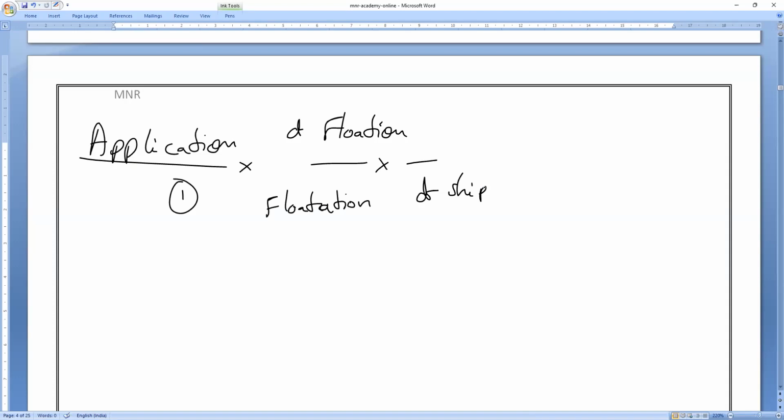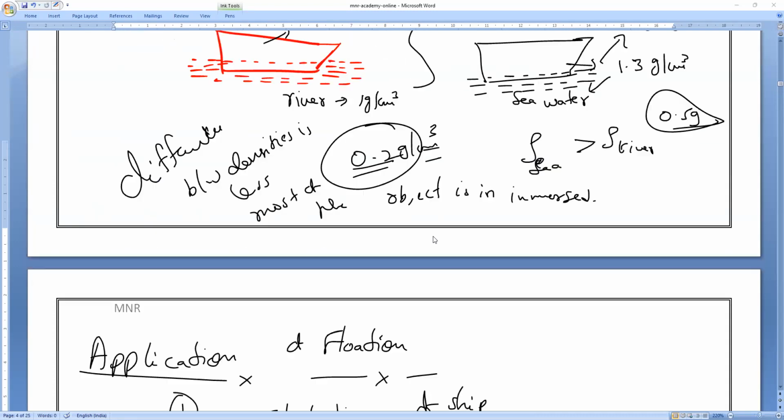So these are applications of flotation only. Everything is designed. The ship is designed based upon the density of the liquid where it is traveling. That is what you have to remember.